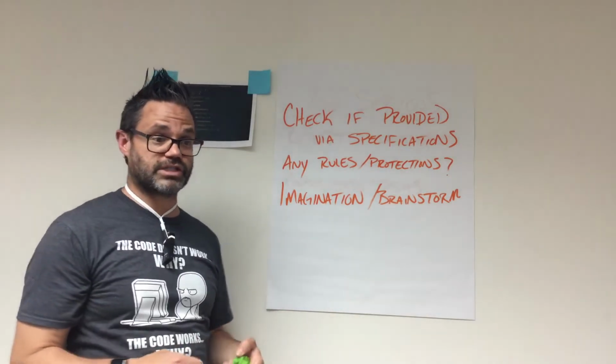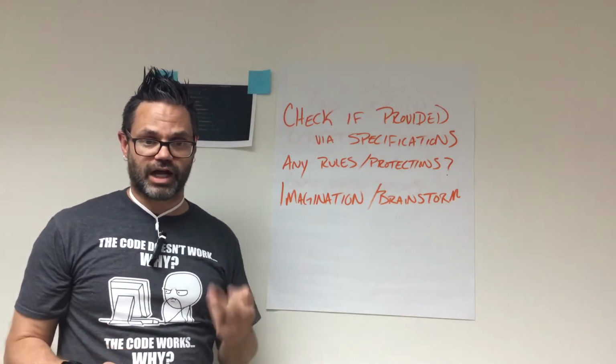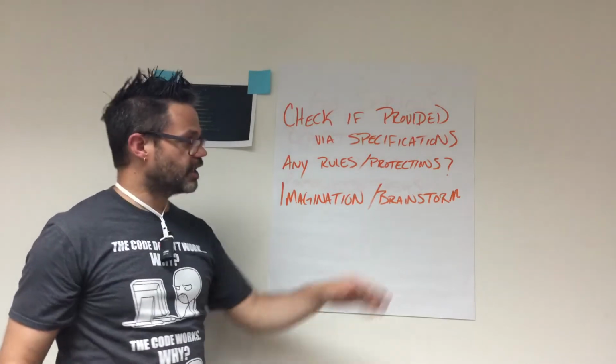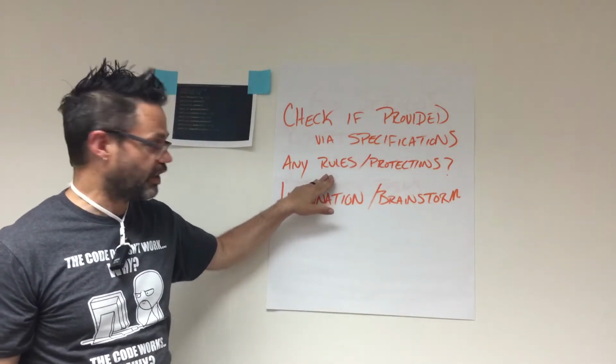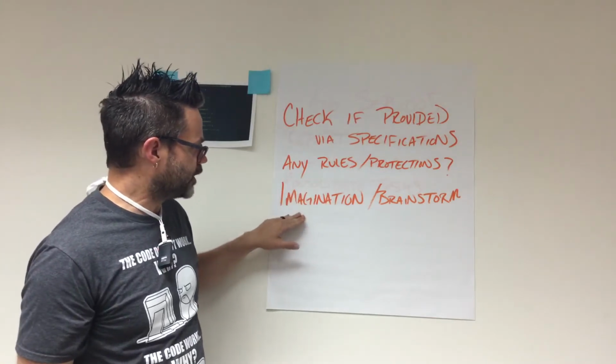And we look at, say, for example, other real-world objects, there's a lot of information we don't necessarily want to share immediately. And so look at that idea for protection or rules. Think about how it's going to be used in real life and what we can do with that. We want to use our imagination and brainstorm.